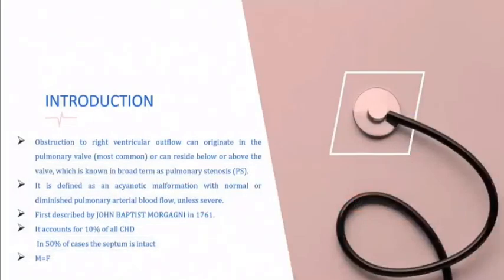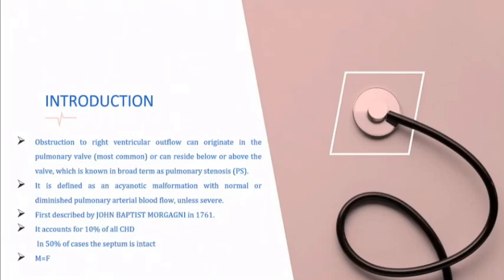So pulmonary stenosis is, by definition, obstruction at any level of the right ventricular outflow tract, be it at the level of the valve, supravalve, or subvalve. It is an acyanotic congenital heart disease unless there is right heart failure and shunt reversal across the foramen ovale. It accounts for 10% of all congenital heart diseases, and 50% of them come along with complex congenital cyanotic heart disease.